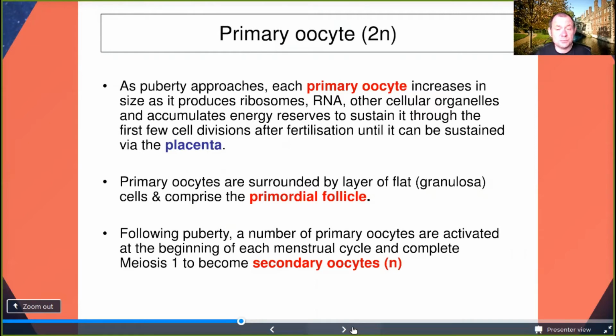Now it has N number of chromosomes. It's gone from 2N to N, so 46 chromosomes to 23. And one of those will be a sex chromosome. And in an egg, that will always be an X. The sperm could be an X or a Y, because men have an X and a Y chromosome. But in the female, one of these chromosomes will always be an X, there will not be a Y.